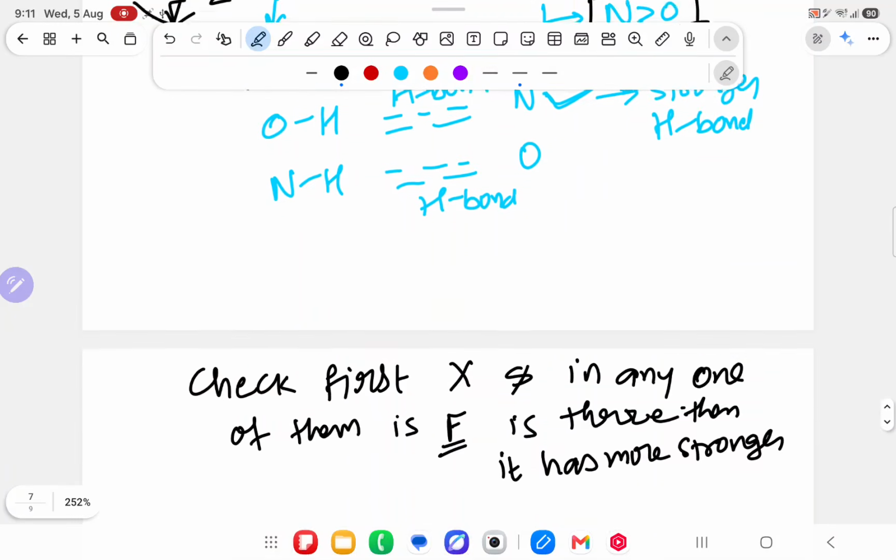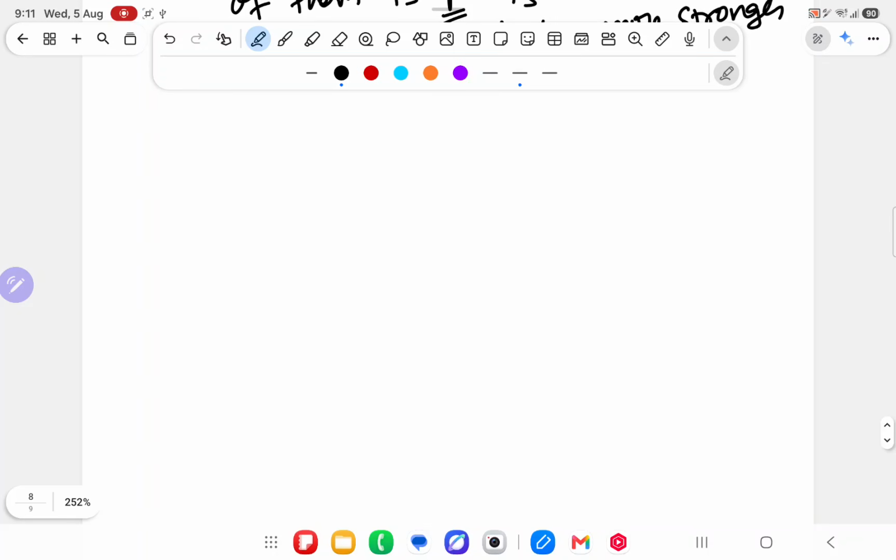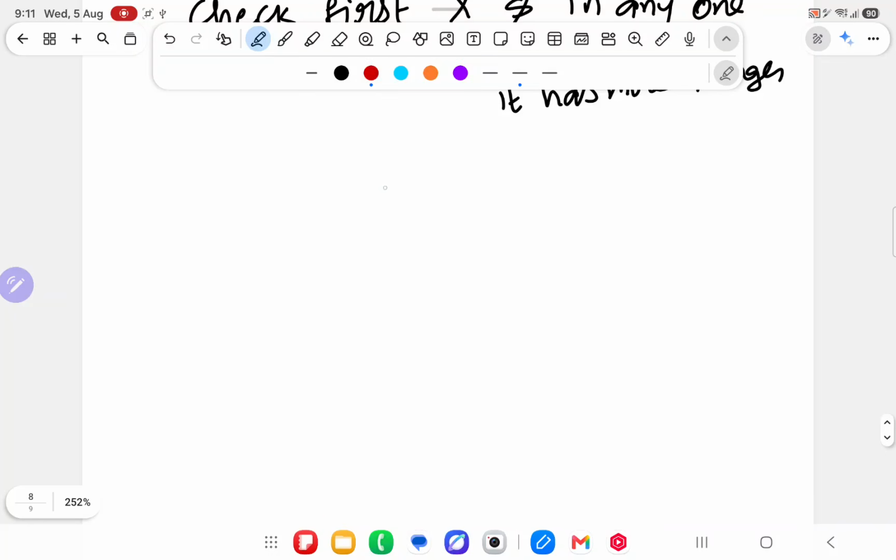Now understood this? Now some more part of the topic, then this topic will be completed. We have two parts of hydrogen bond. One is known as inter, one is known as intra.